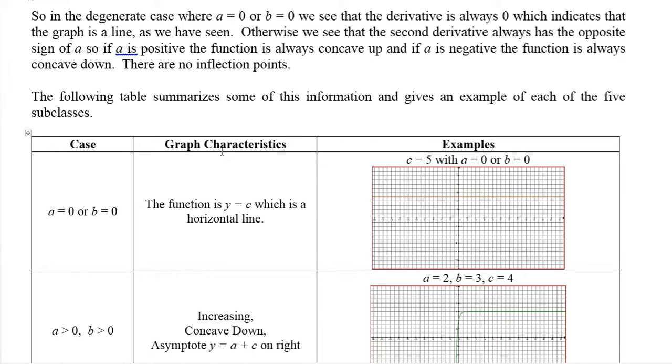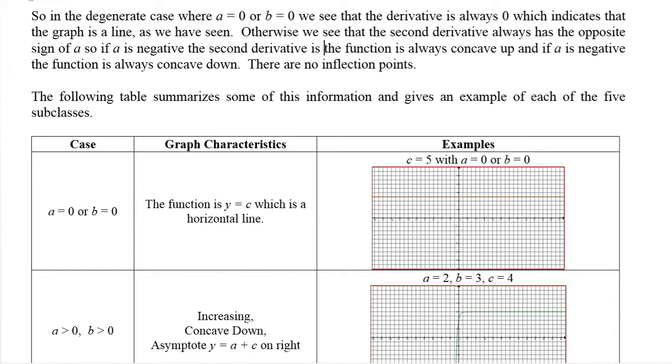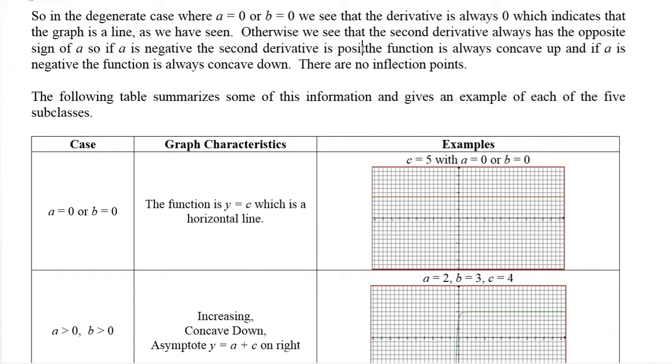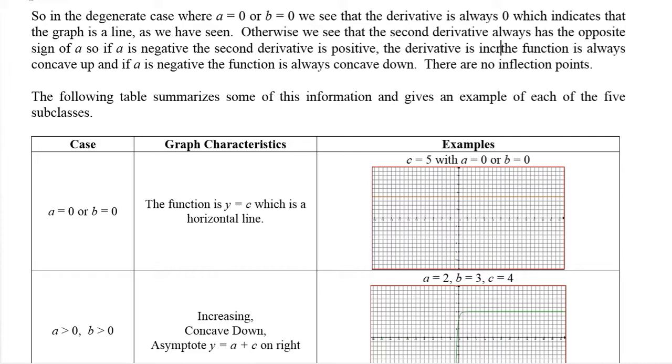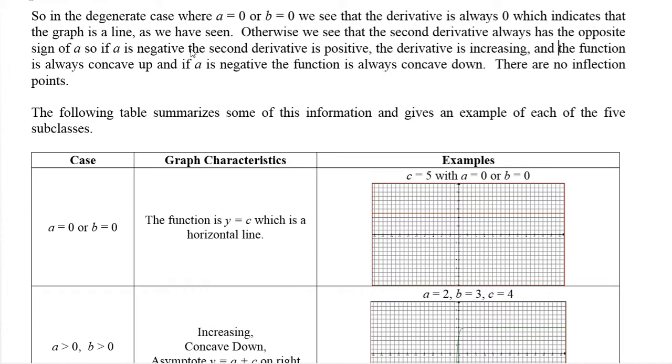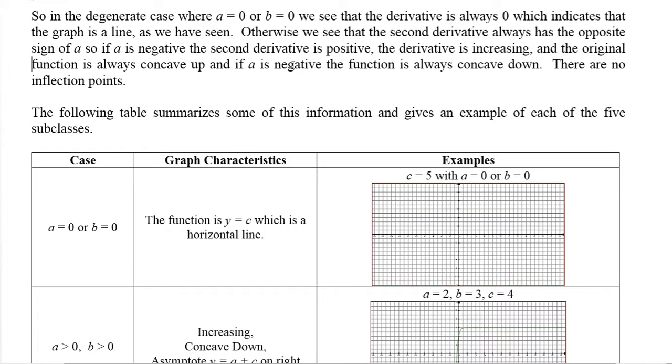So if a is positive, the second derivative is negative. If a is negative, the second derivative is positive. The derivative is increasing, and the original function is always concave up.